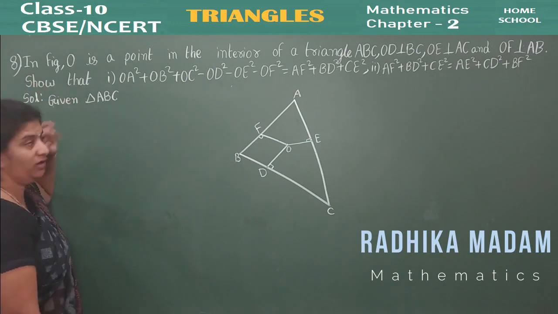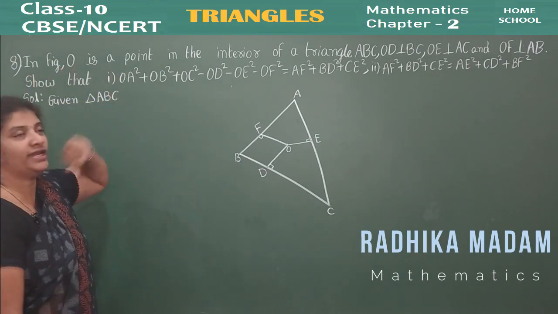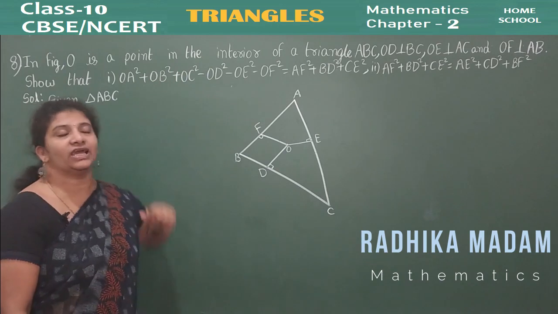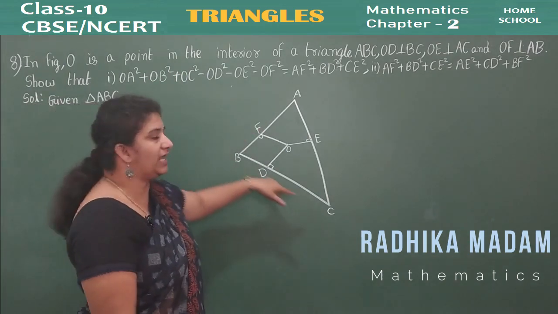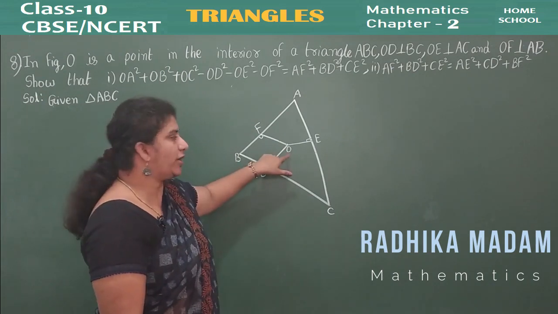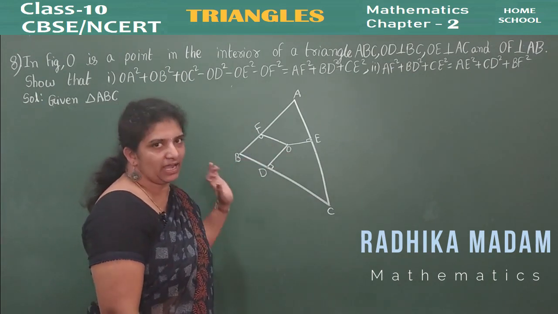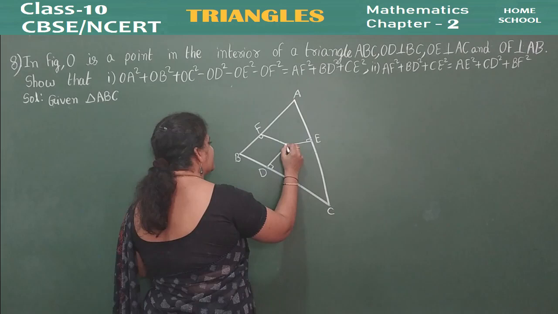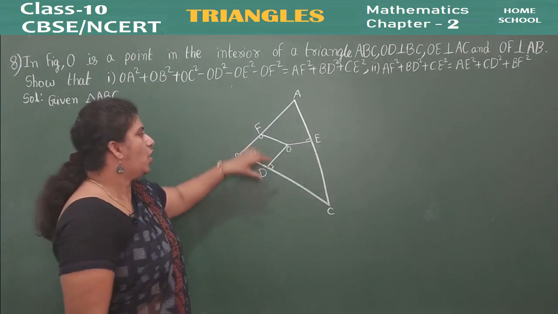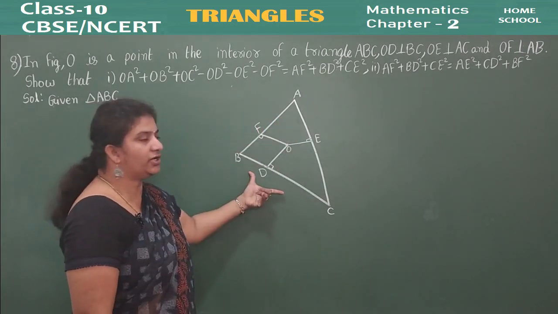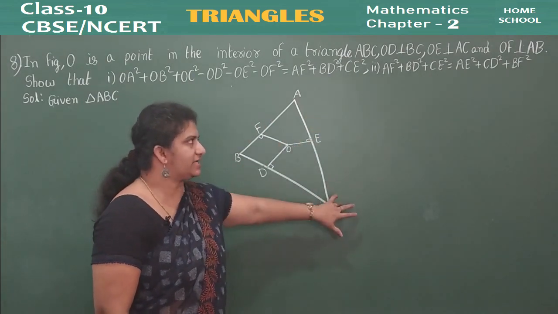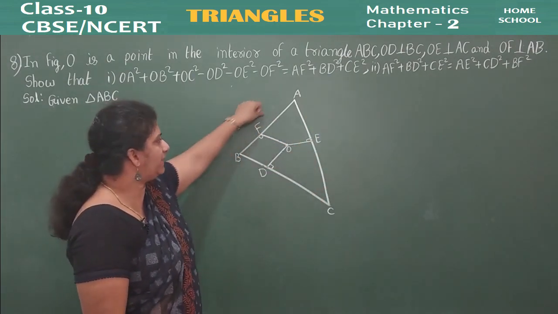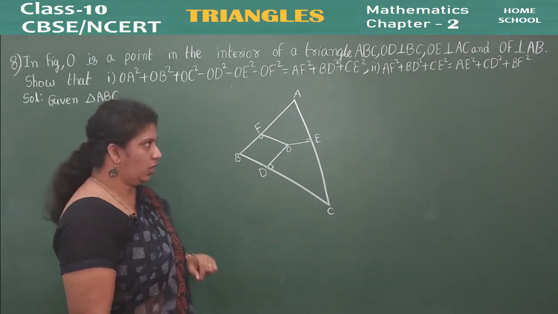In figure, O is a point in the interior of a triangle ABC. Look here, you can see a triangle ABC. O is a point inside the triangle ABC. OD perpendicular to BC. OE perpendicular to AC. OF perpendicular to AB. Okay.